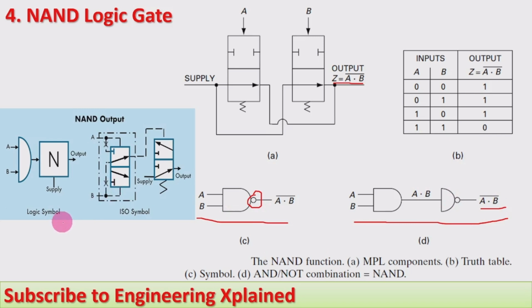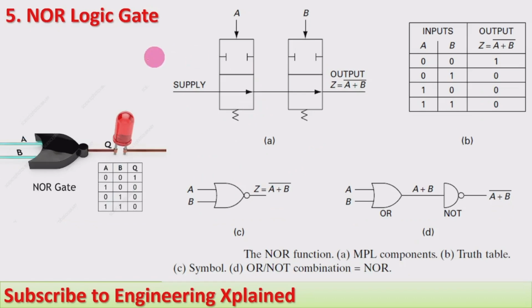And here this one also we can represent in the logic symbol. This is the AND gate and this is the NOT gate. The combination we are going to get. Here, the pneumatic circuit we have shown is like this. It is shown to get the output from it. This is about the NAND logic gate. And last one, the NOR logic gate, I am going to take.